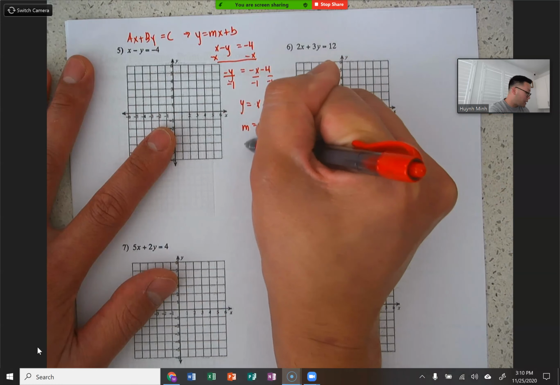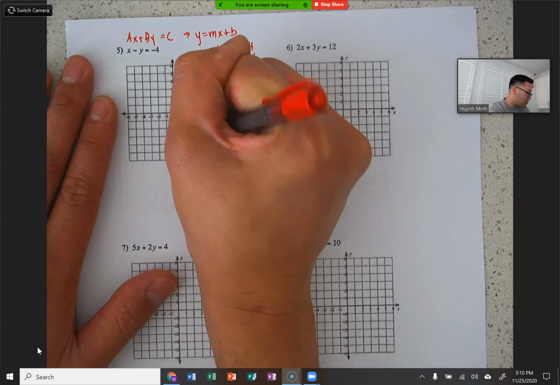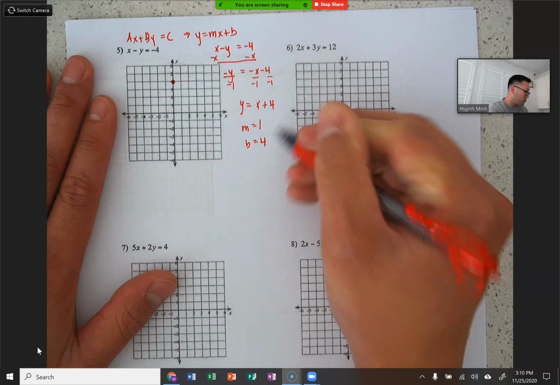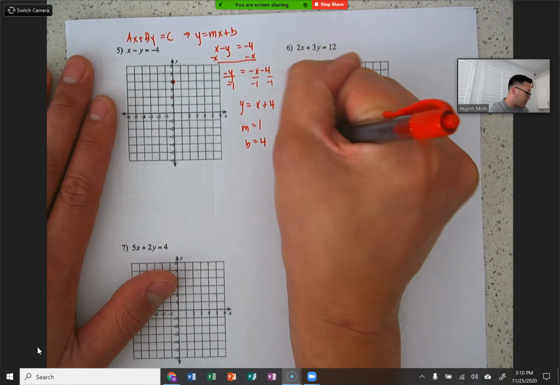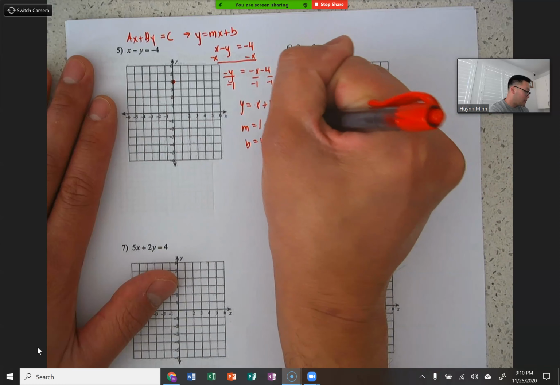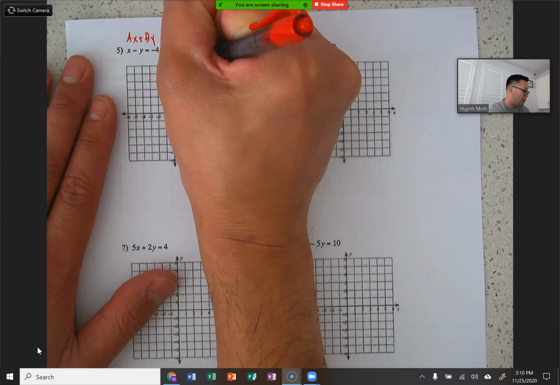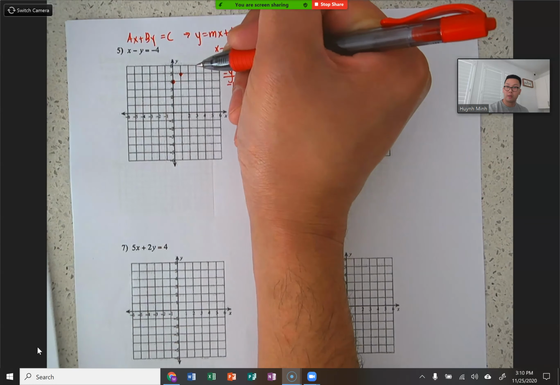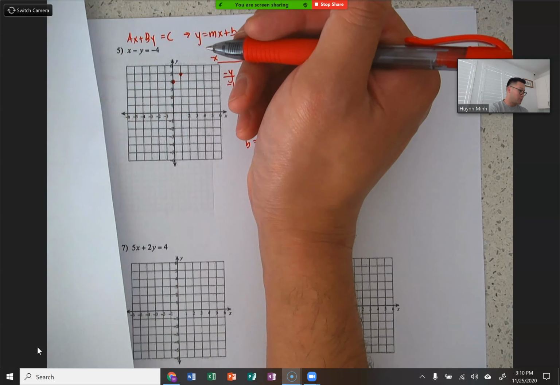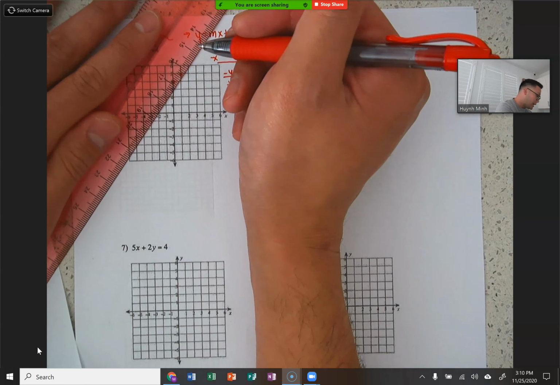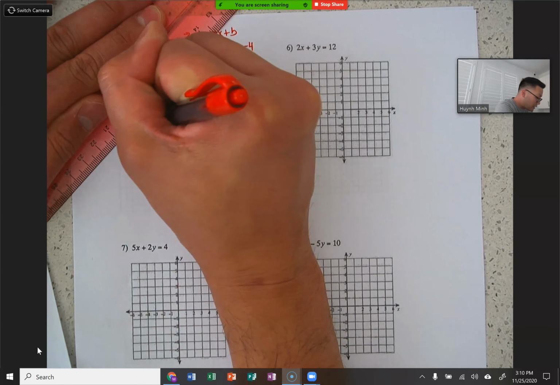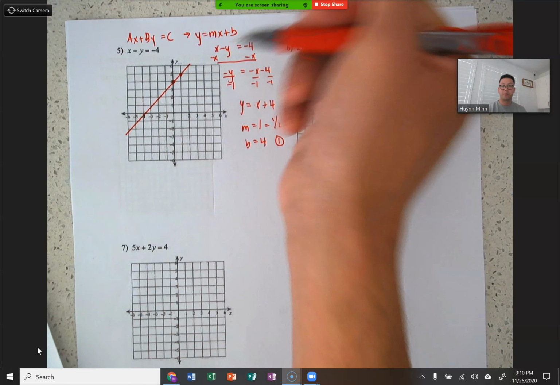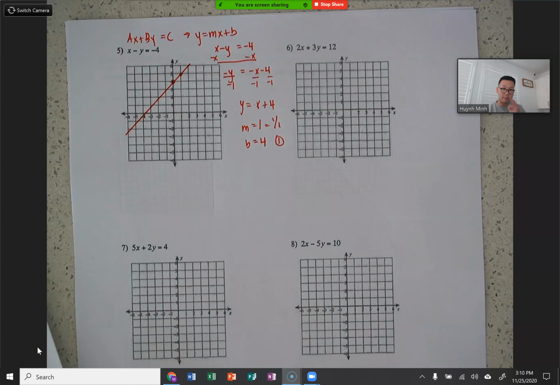And then my b is going to be 4. So that's a positive 4 for my y-intercept, because we always graph the y-intercept first. And the slope, same thing as saying 1 over 1. So I'm going to go up 1, right 1. And then I'm going to go ahead and place my ruler there and strike it all the way through.